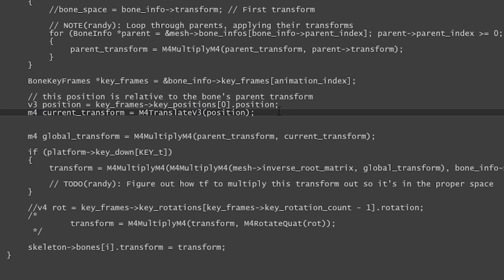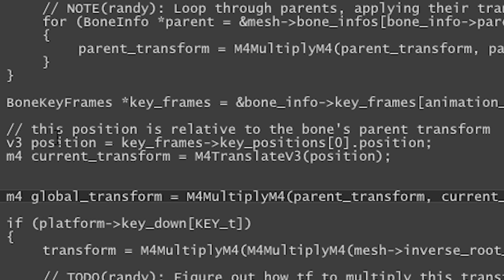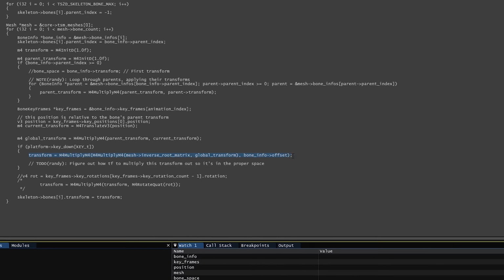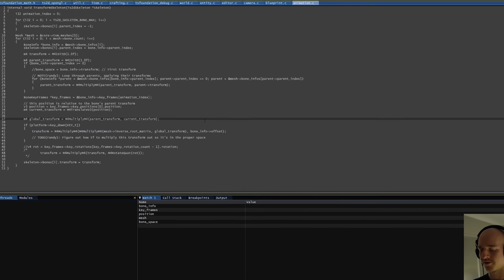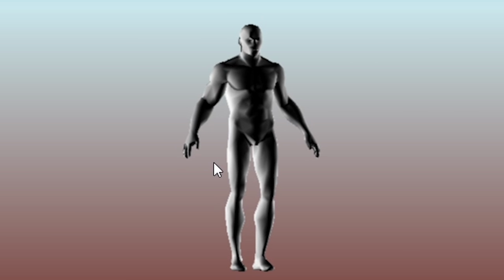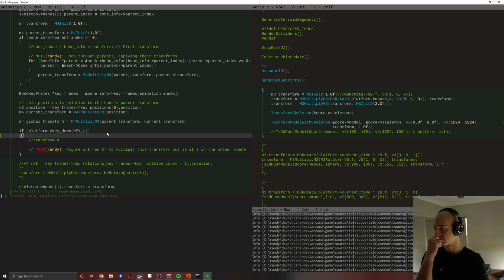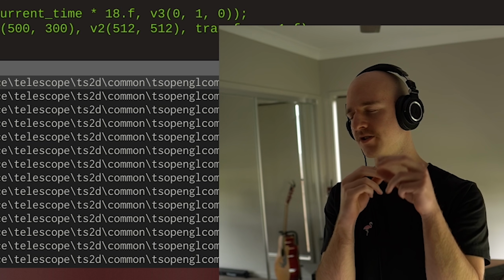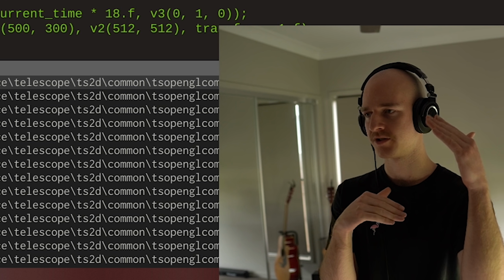So this is our current transform, and we're translating by our current transform. And this position is relative to the bone's parent transform. So if we actually don't apply this transform at all, we get the rest pose of Big Ron, which is that. So the goal of this transformation, the global transform. So we've got the current relative to its parent. So then if we take its parent and then we times it by the current, that should give us the point at which we need to go.